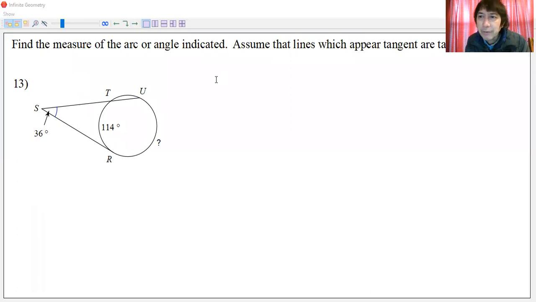If a tangent and a secant intersect at the exterior of the circle, the angle formed is one half the difference of the intercepted arcs. So here's the theorem.